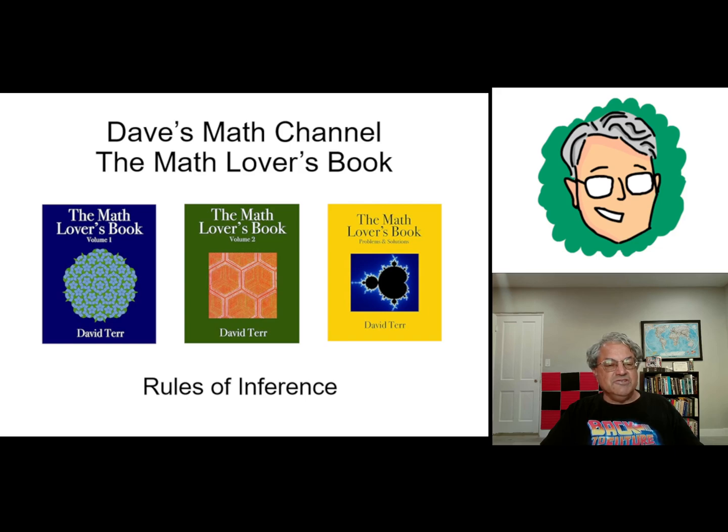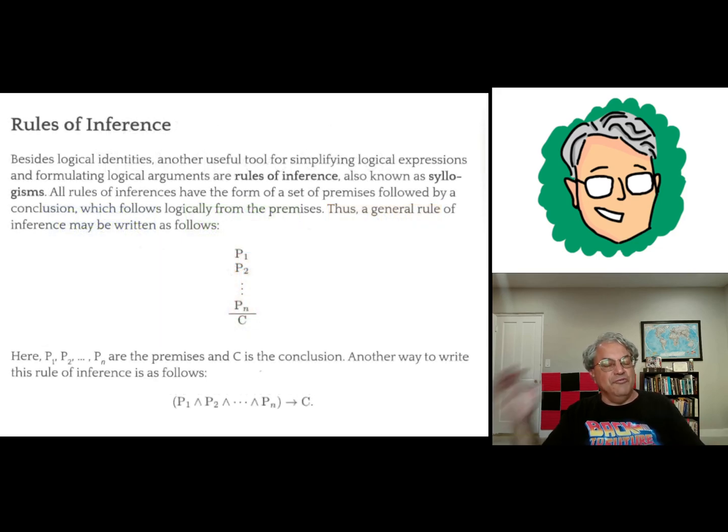This is my continuing feature on the Math Lovers book. And last time I talked about one very useful tool for doing logical arguments, and those are known as logical identities. Today I'm going to talk about another related tool. These are called rules of inference. We use these as well in logical arguments. So anyway, let's begin.